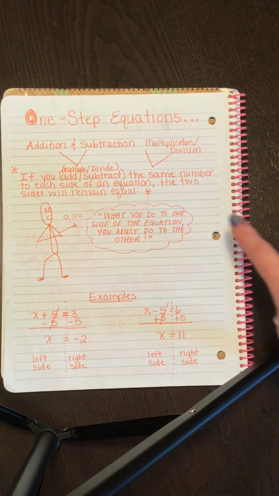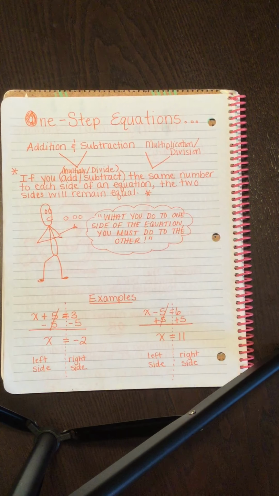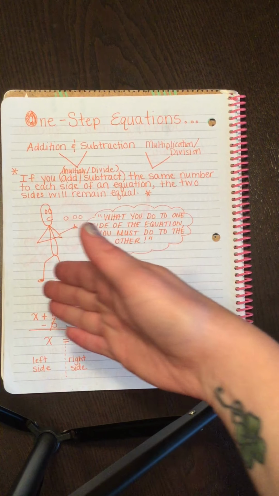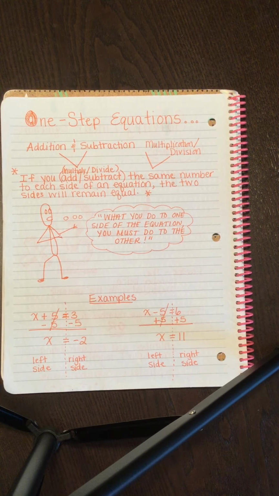So then the big rule here is what you do to one side of the equation, you must do to the other, and you have to get that in your head. What I mean by that is you have an equal sign in an equation, so that gives you a right side and a left side. Whatever you do to the right side, you have to do to the left side.